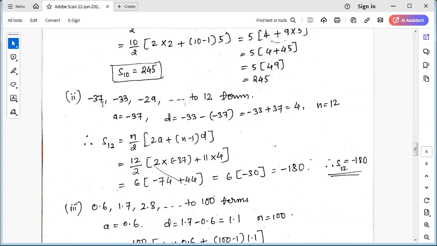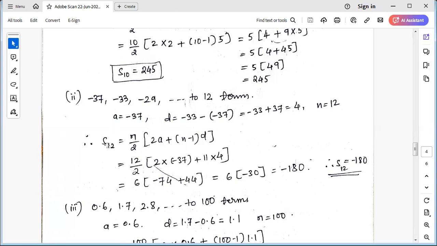Next problem. The terms of the given arithmetic progression are like this: minus 37, minus 33, minus 29, and so on. 12 terms are there. So the first term is minus 37, and the common difference you determine. So it is minus 33 minus of minus 37. So this is minus 33 plus 37, because minus into minus becomes plus. So this gives 4. And n is equal to 12 because there are 12 terms.